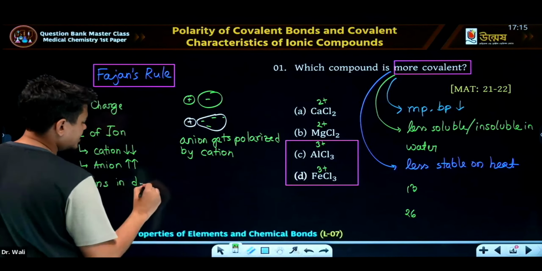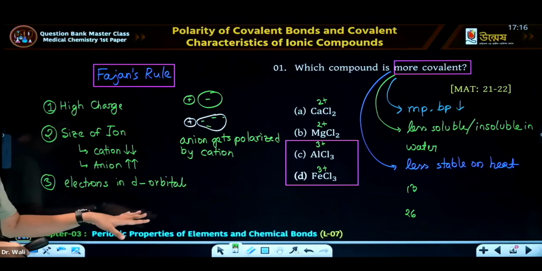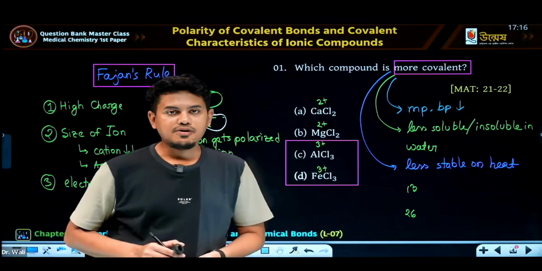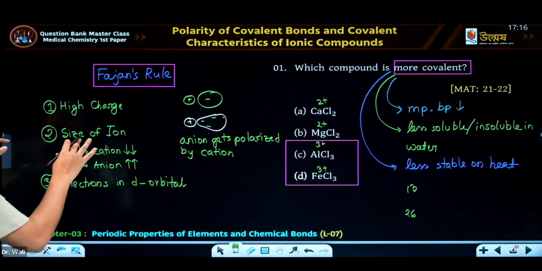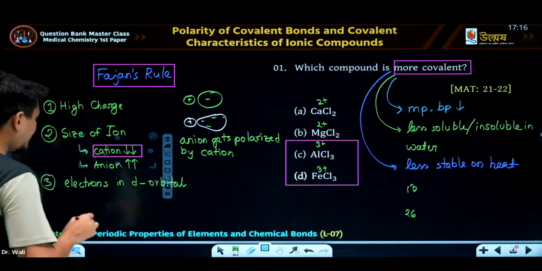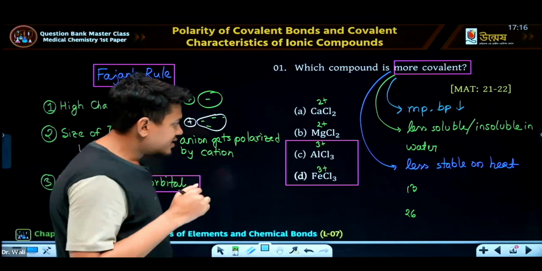If the cations have electrons in their d orbital, then they have a higher potential to polarize the anion. So, considering all three conditions, you may wonder: considering the size of the cation, aluminum chloride should be the answer. Again, considering the electrons in the d orbital, ferric chloride should be the answer. What should be the correct answer?